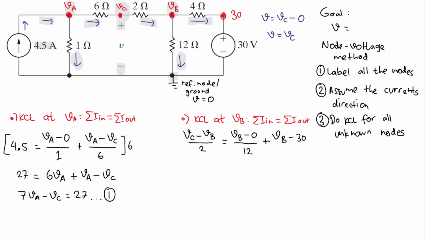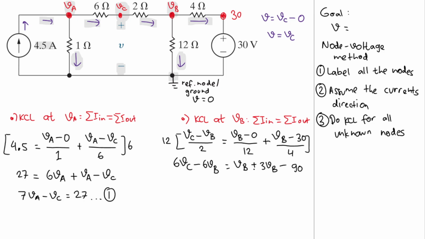Right? VB is where the current came from, VB is where the current goes to, divided by 4. Good. Now let's multiply both sides here by 12. And so we will have 6 VC minus 6 VB. Okay, and then 12 and 12 will cancel each other, so we will have VB. And then 4 and 12 will cancel into 3, so we will have plus 3 VB. And then minus 90.